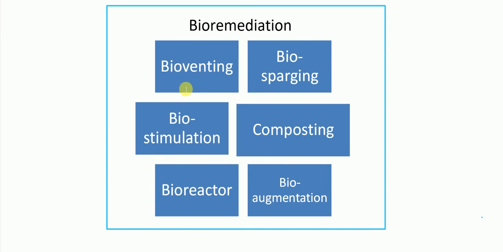Bioventing is a type of in situ strategy, that is, we apply the strategy at the site of the toxin or pollutant. Here we use microorganisms to degrade the organic substances that are absorbed in the soil. The absorption is done from the top to the water table. So here the pollutant is absorbed in the soil, and the pollutant is present throughout the soil profile from the top layer to the water table.